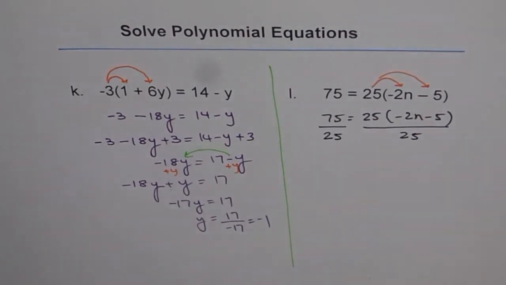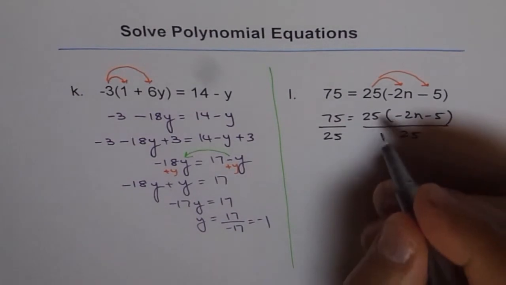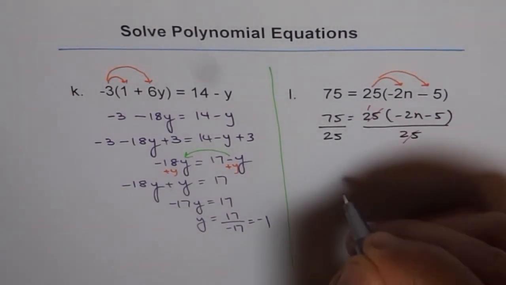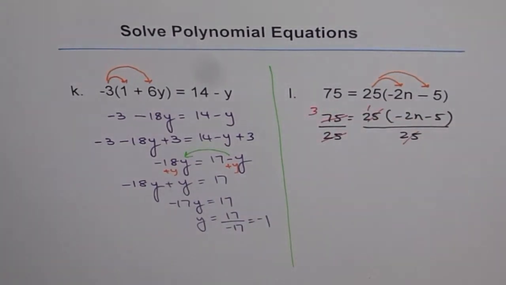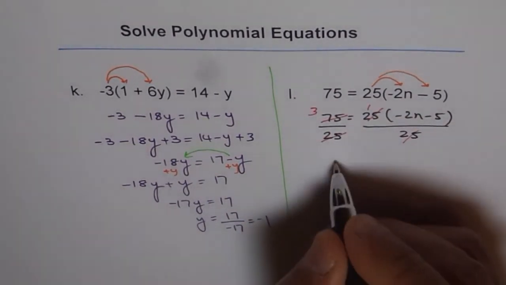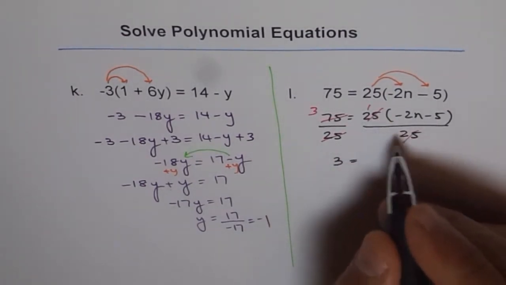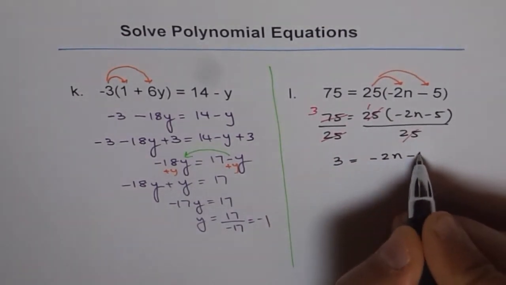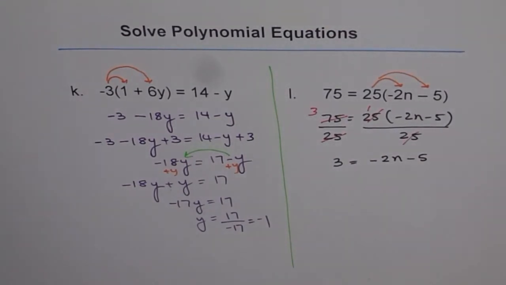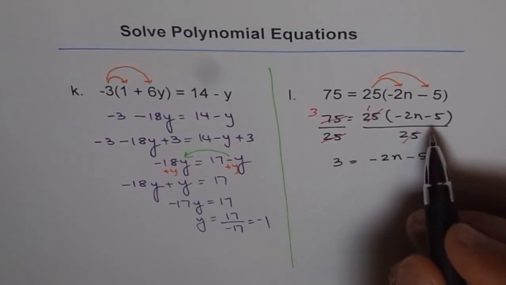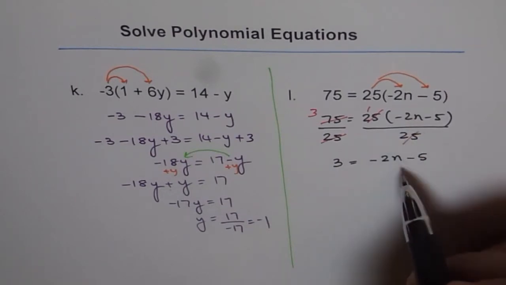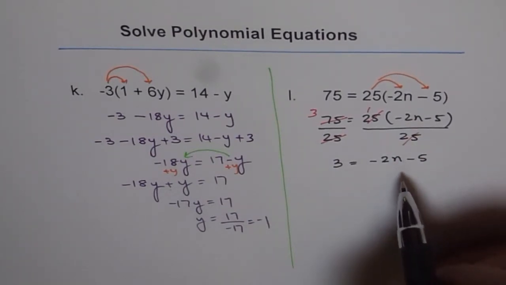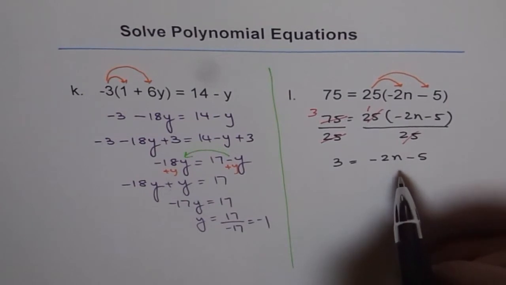then what happens? This 25 cancels, right? We get 25 divided by 25 as 1. And here 25 goes 3 times into 75, correct? So we can write 3 equals minus 2n minus 5, correct? So that is a much simpler polynomial equation than what we had before. Or if we multiply and apply the distributive property, it's much simpler than that. So this is a wiser step to take, right?